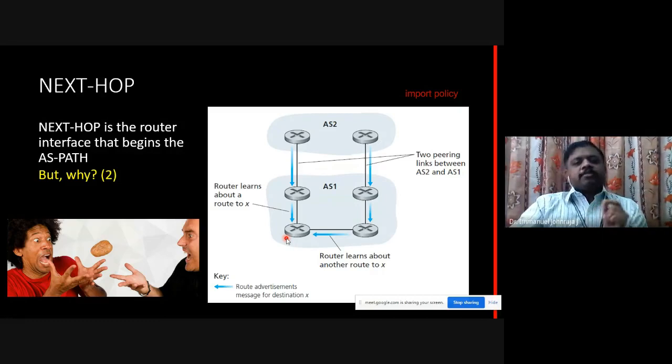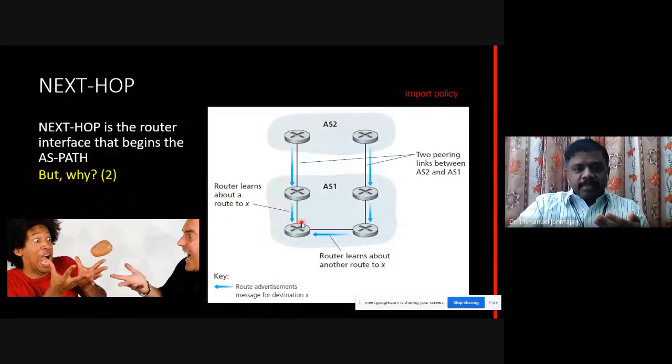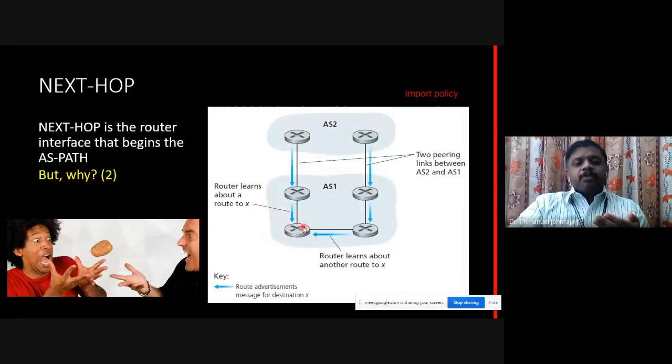You go for the shortest path. Okay, least cost path, shortest path. That is what hot potato routing is, we know that. Now this router will choose this routing information to send the packet, because it has the next hop information. Next hop is the IP address of this router.